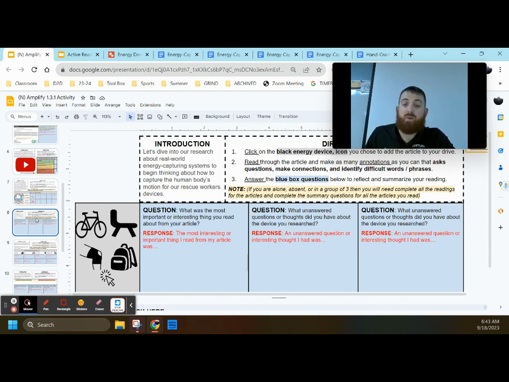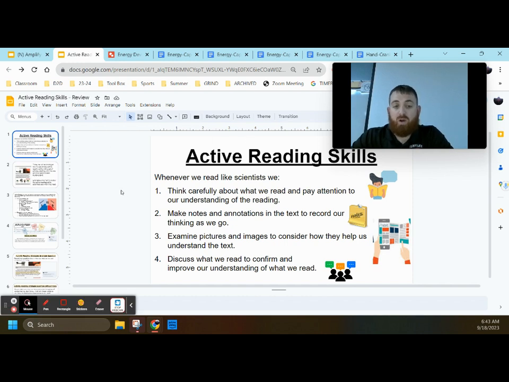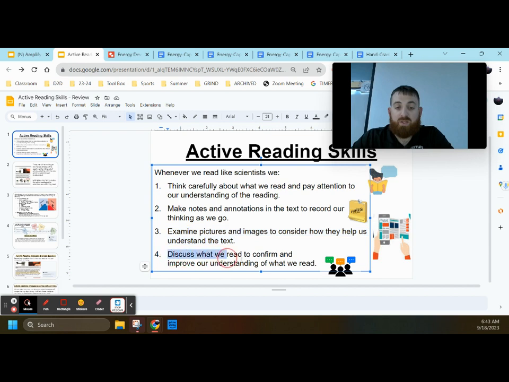Now, let's go ahead and talk about what our active reading should look like before we get to the actual summary questions at the end. So, as you know, active reading is when we read like a scientist, where we think carefully about what we're reading and pay attention to our understanding. We make notes and annotations. We look at and examine pictures and images to consider what they all mean, and we discuss what we read and confirm to improve our understanding.